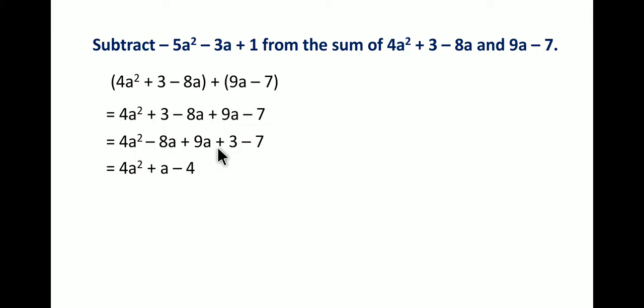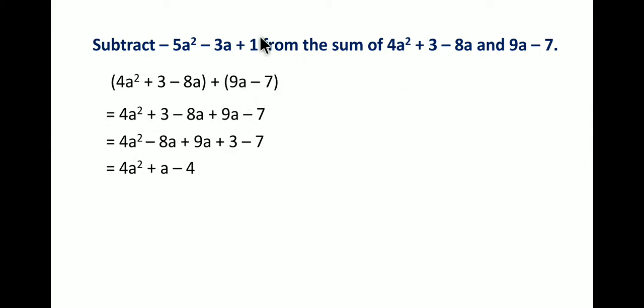3 minus 7, different signs, plus and minus, we subtract. When you subtract 3 from 7 you get 4, and we write the sign of the greater value. 7 is greater, so its sign is minus. So 4a squared plus a minus 4 is the sum of these two given expressions.